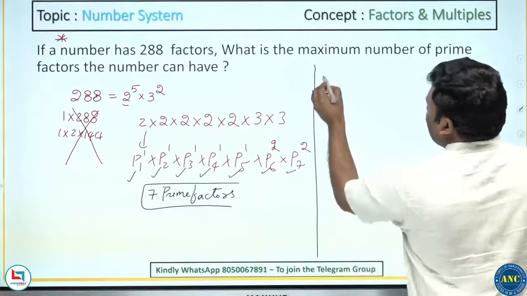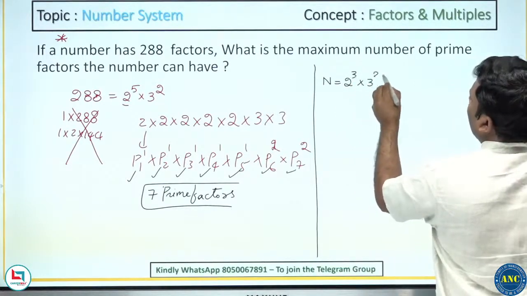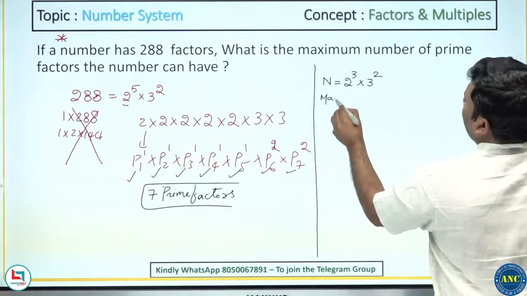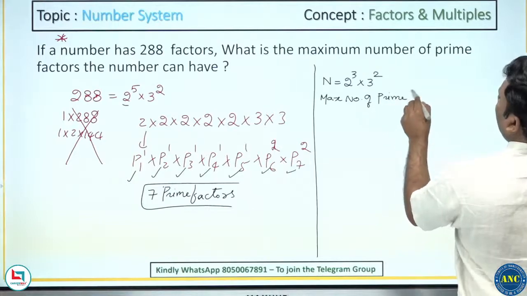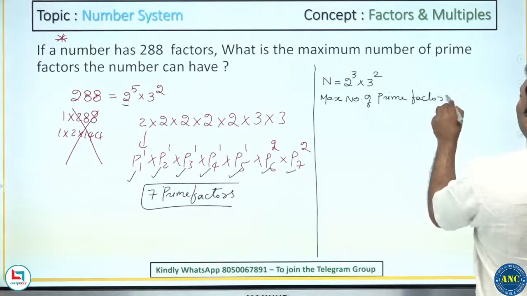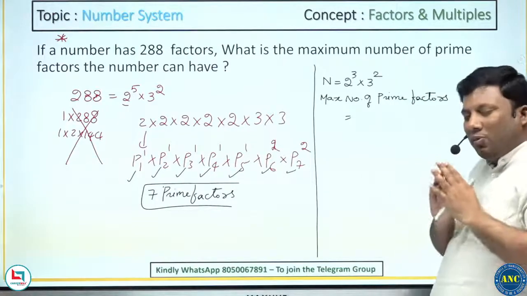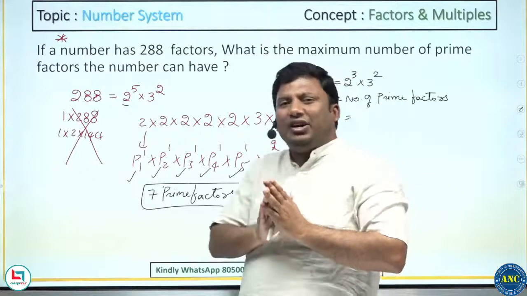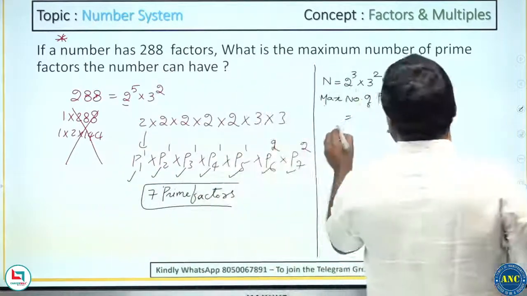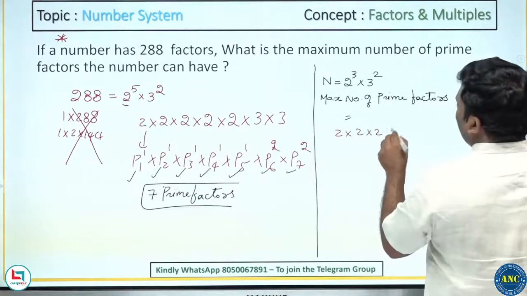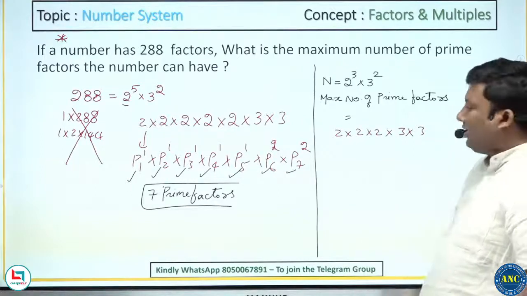Now see here. Suppose n is 72, 2 cube into 3 square. What is the maximum number of prime factors it can have? In how many ways can you split 72 as a product where every element is a prime number? I can do it as 2 into 2 into 2, 3 into 3. Every element is a prime number.